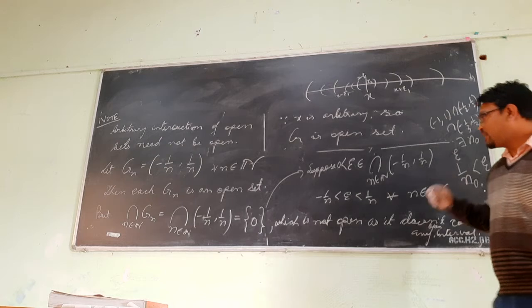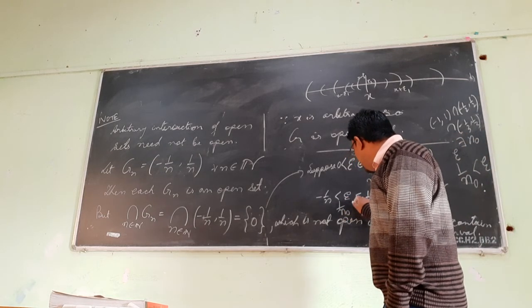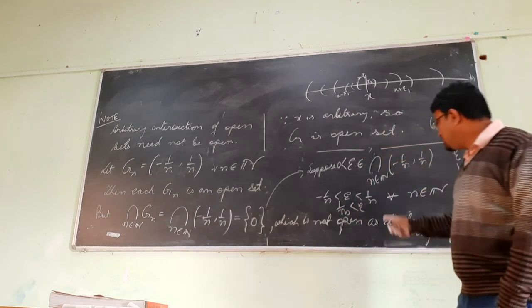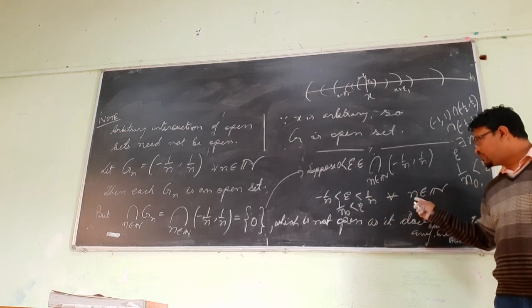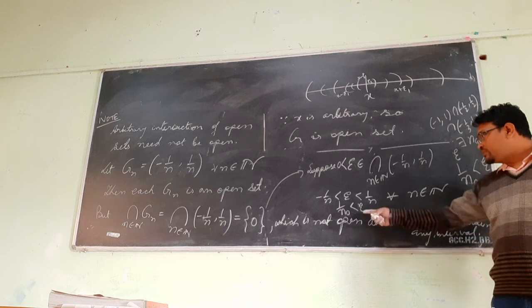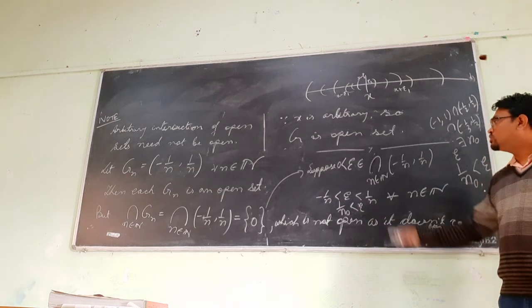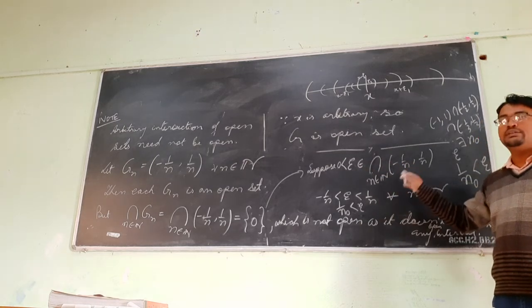So by the Archimedean property we will get a natural number n naught such that 1 by n naught is less than epsilon. But this violates this condition. This condition says that for every natural number n, epsilon is smaller than 1 by n. So here it violates the Archimedean property. So there cannot be any positive number inside this intersection.